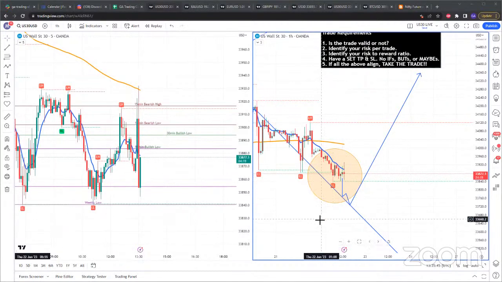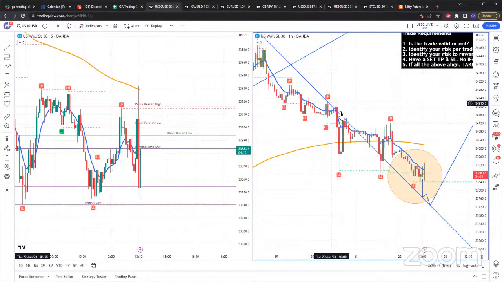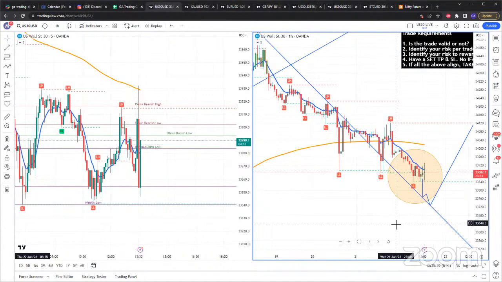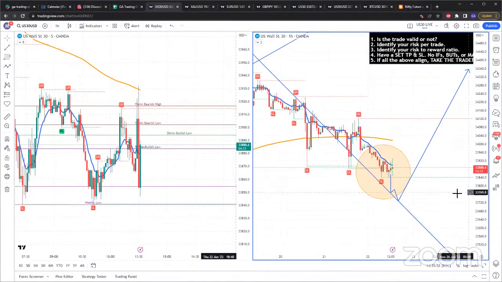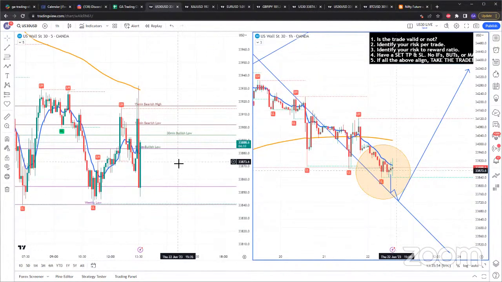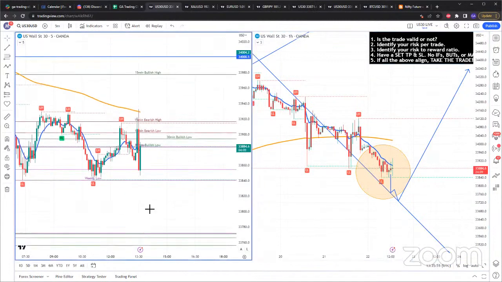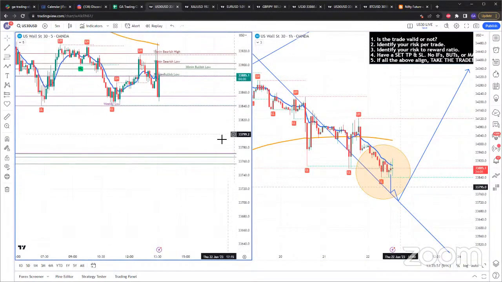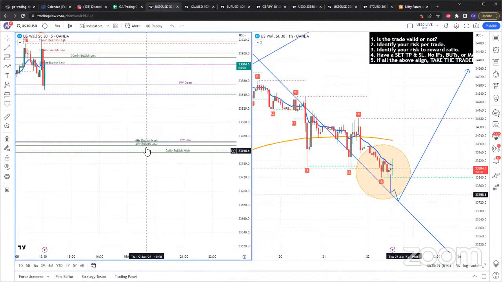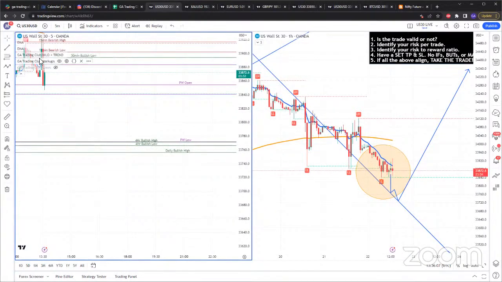I expect US 30 to retest this trend line that has been retested time and time again, around the 33,760 area. So if I look at the markup indicator, guess what I see around that zone? We have a 4-hour bullish high, 4-hour bullish low, daily bullish high around that zone. And guess what I see as well?